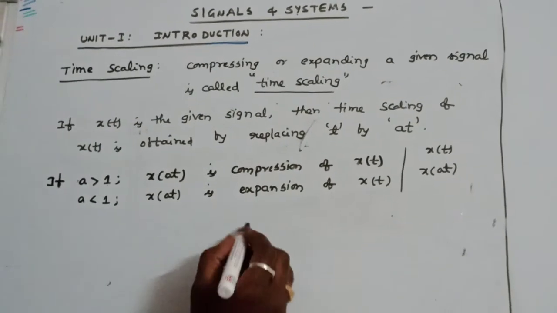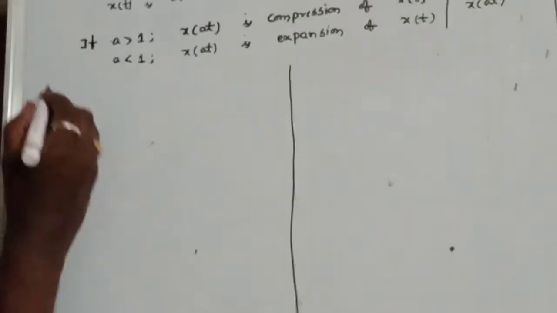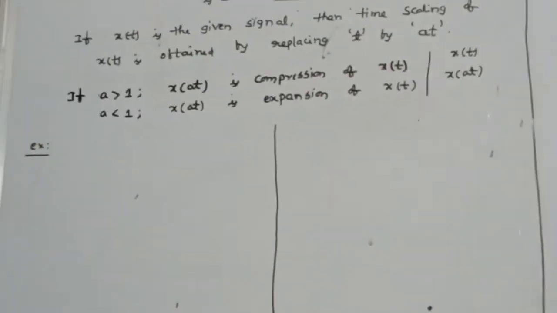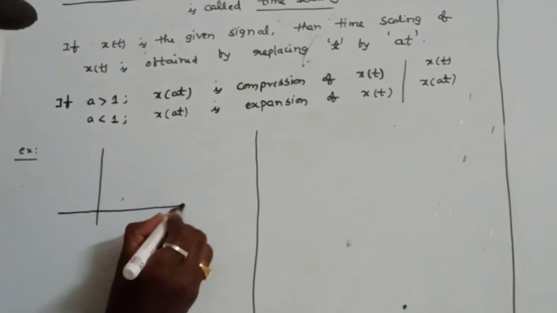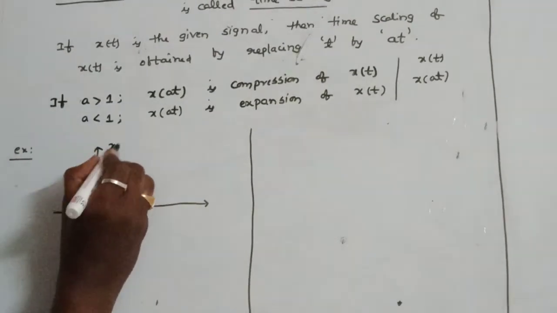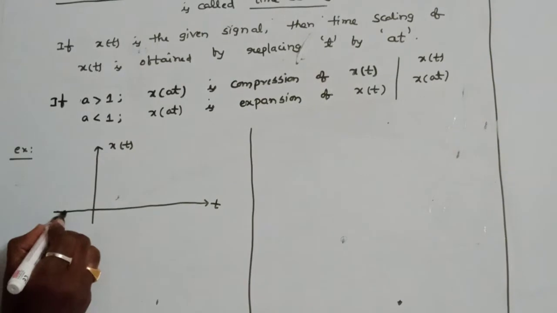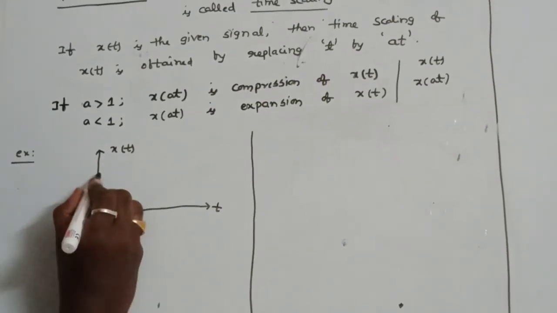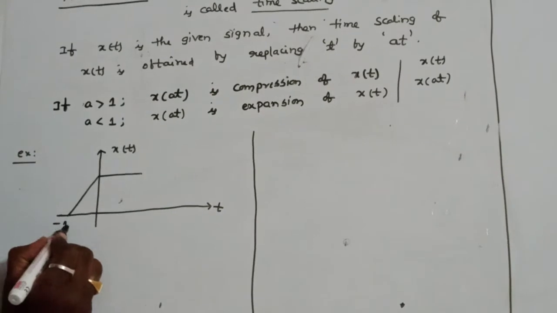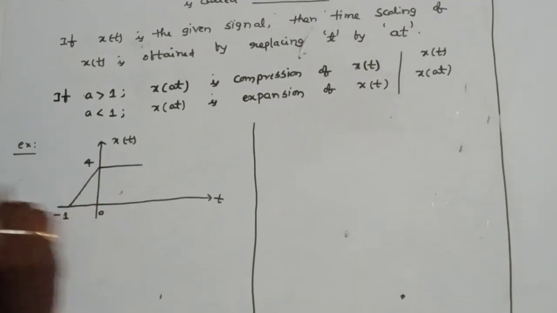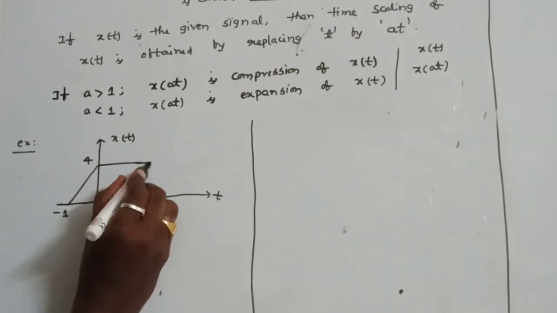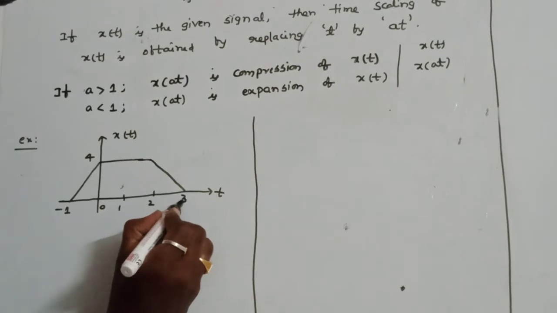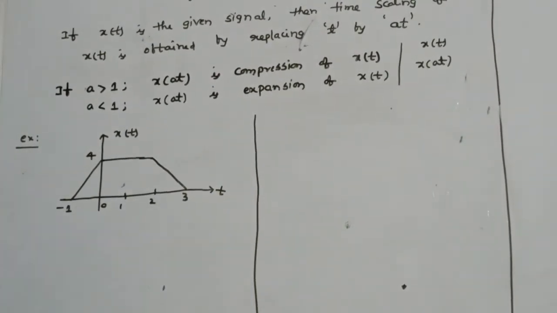So let us do some problems on this. How to do time scaling? Very simple problems. For example, example 1. Say this is x of t versus t. The given waveform is something like this. It rises from -1, at 0 it rises to 4, ramp 1 and 2, till 2 it maintains an amplitude of 4. From 2 to 3 the amplitude comes to 0. So this is the given waveform x of t.